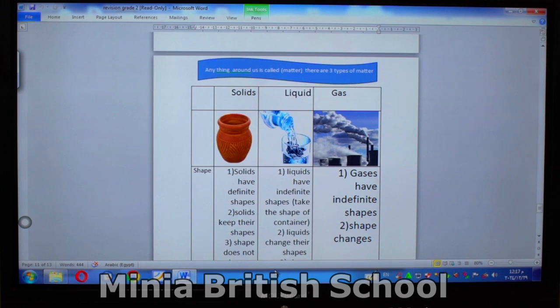Solids have definite shapes. So, solids keep their shapes. Shape doesn't change. For example, chair, tables, key, bottle, glass, box, pencil.